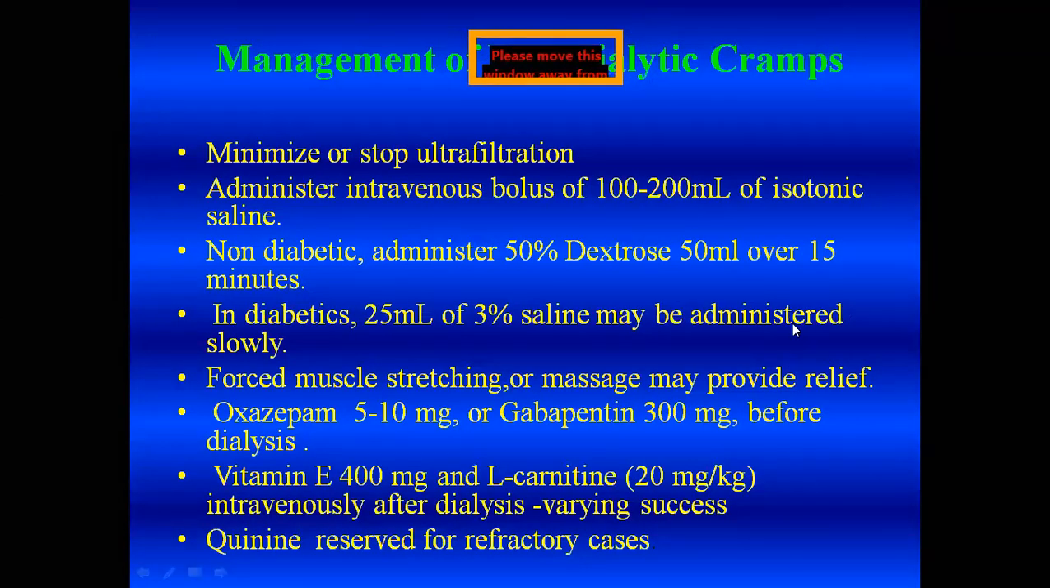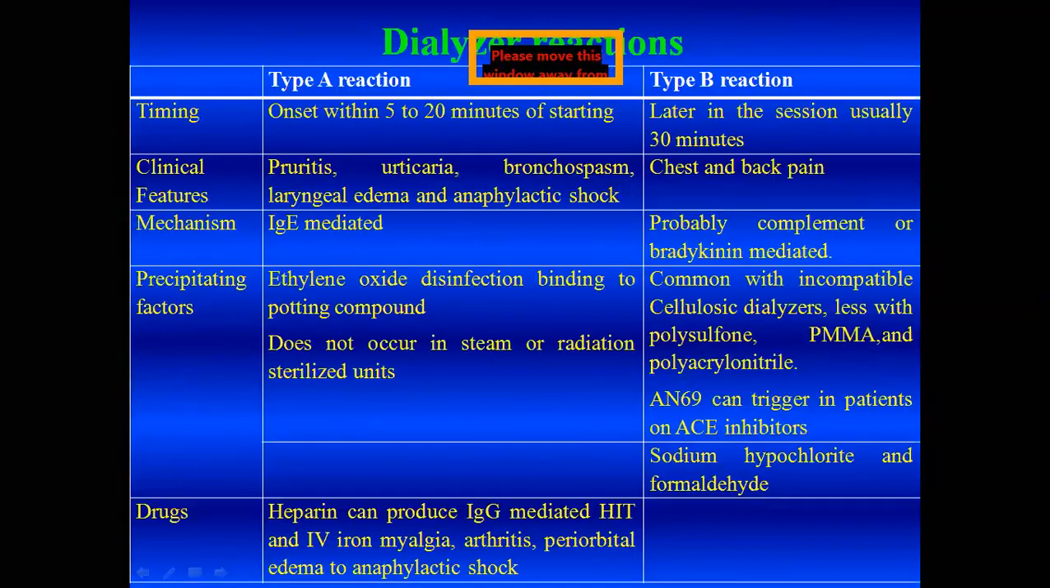Cramps are a manifestation that might precede hypotension. In such a situation, the treatment is roughly the same, but cramps can occur even without hypotension, in which case massaging and forced muscle stretching might help the patient. Drug treatment with either oxazepam or gabapentin, knowing that both these drugs cause a lot of drowsiness. Vitamin E and carnitine, with varying success, and a very effective but very toxic drug, quinine.